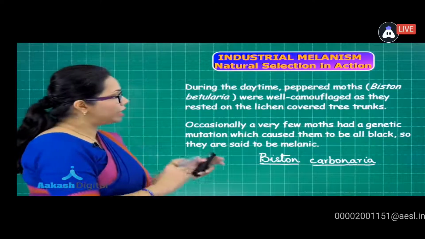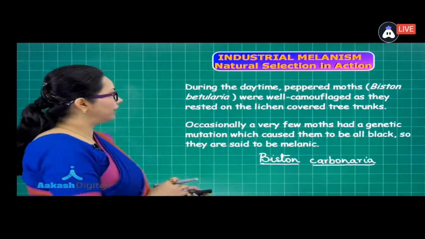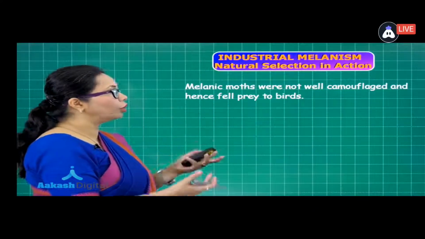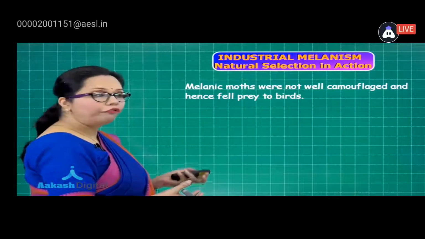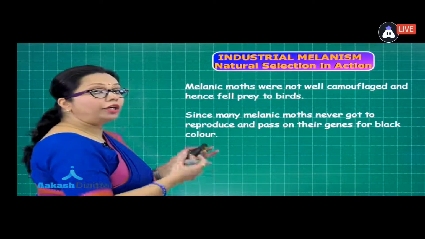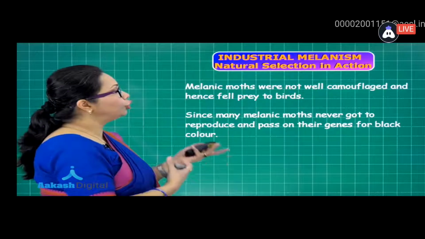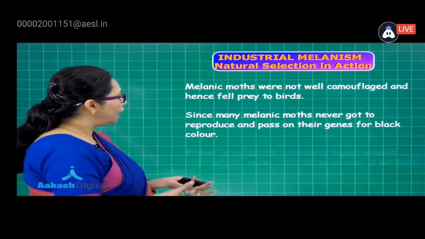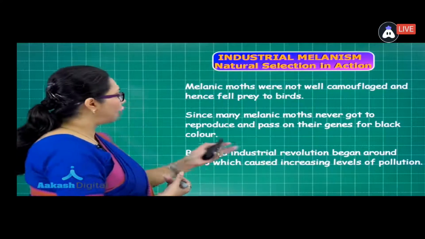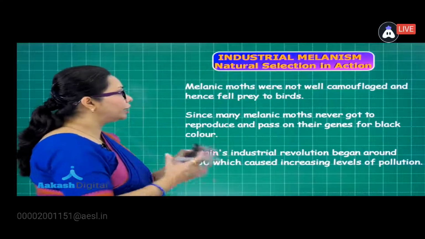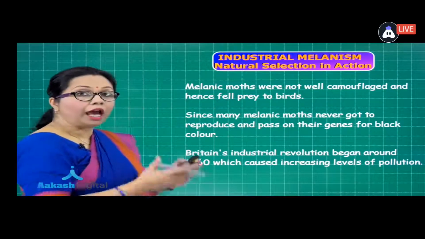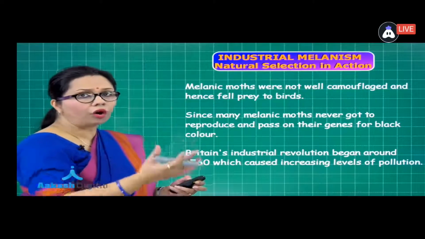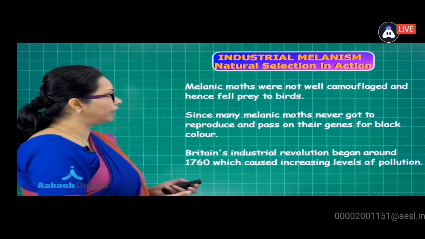But any condition doesn't always remain the same. So what happened is that these melanic moths, although they were not well camouflaged, fell prey to the birds, and one who is dying will not live long enough to pass on the genes to the next generation. But these conditions changed around the 1760s when the Industrial Revolution began in Britain, and Britain was the first country in which the Industrial Revolution began, and it later progressed to other countries of Europe as well.